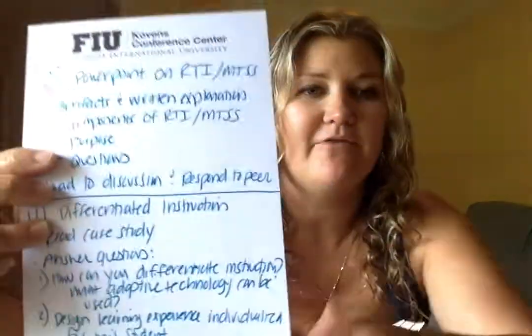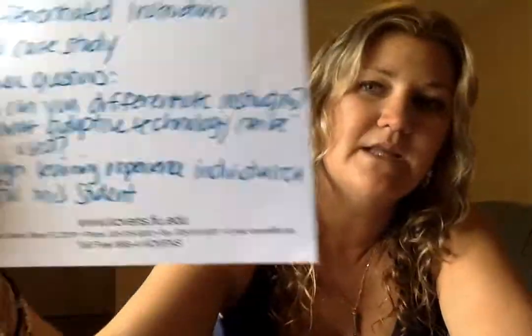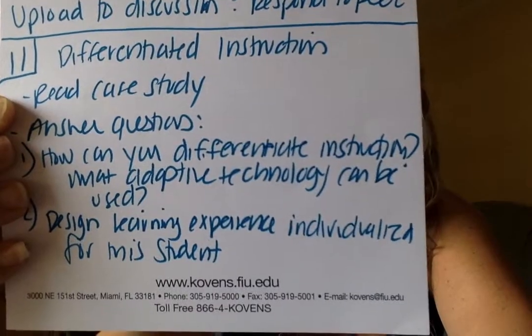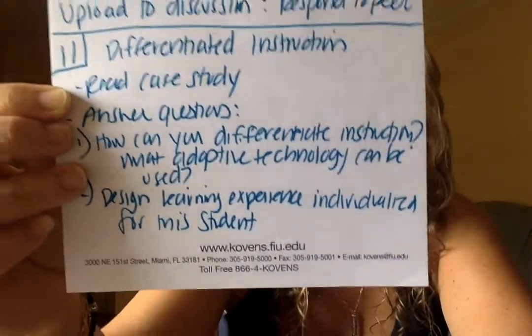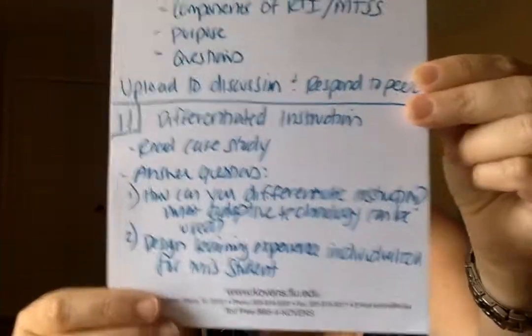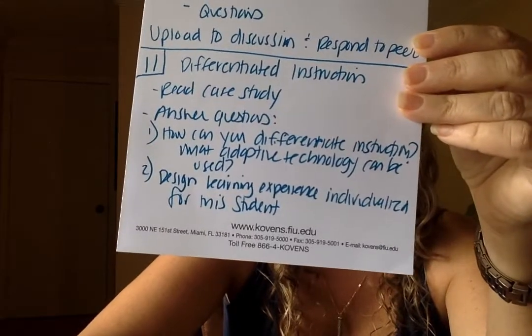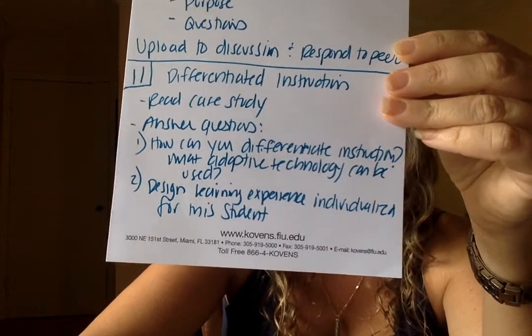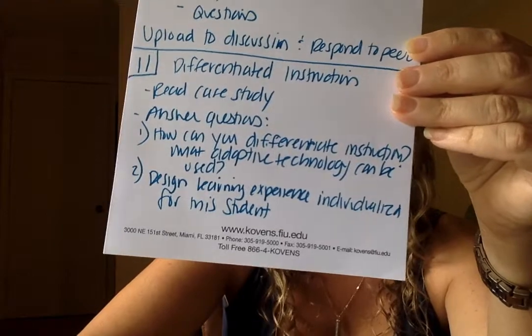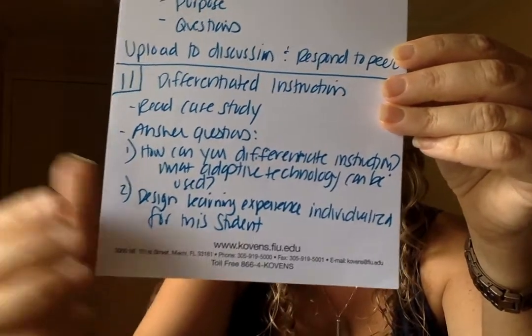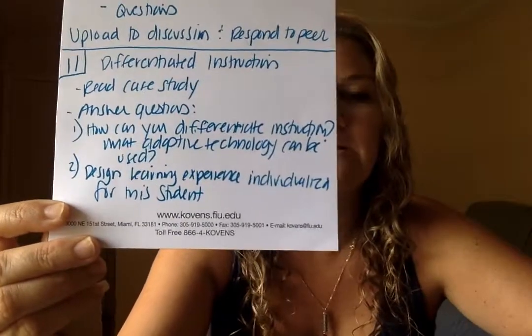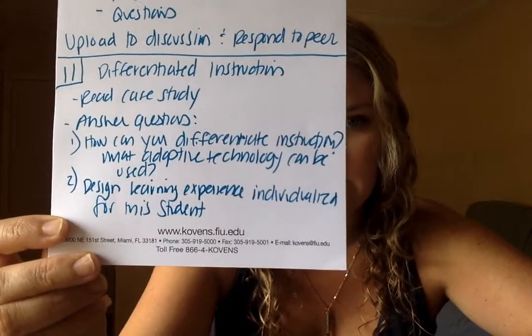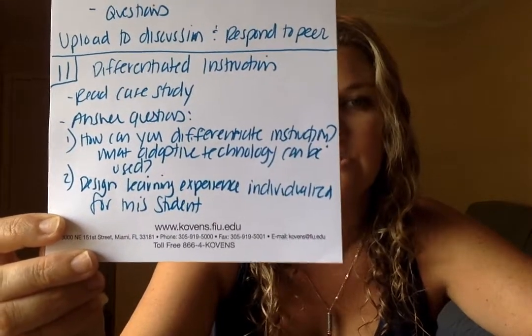All right, for assignment 11, this is a differentiated instruction assignment. So I'm asking that you read the case study. It's a brief case study. And after you read the case study and look at the sample of written work, you are going to discuss the following points. How can you differentiate instruction for the student? And what adaptive technology could you use?